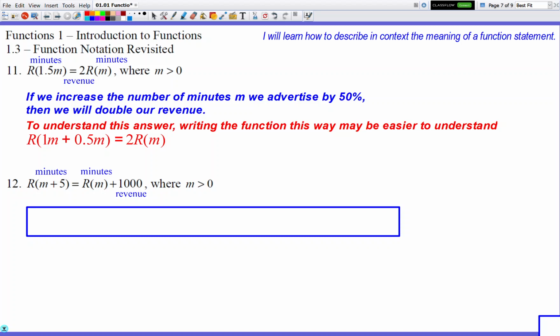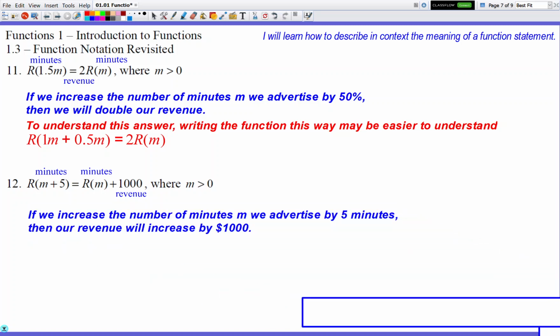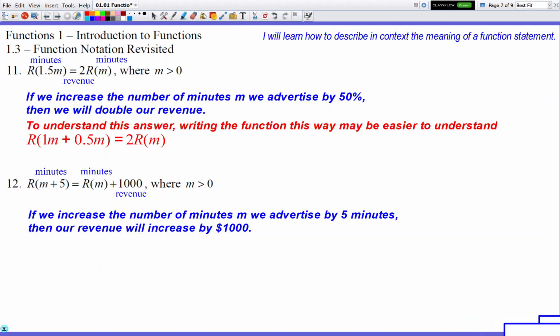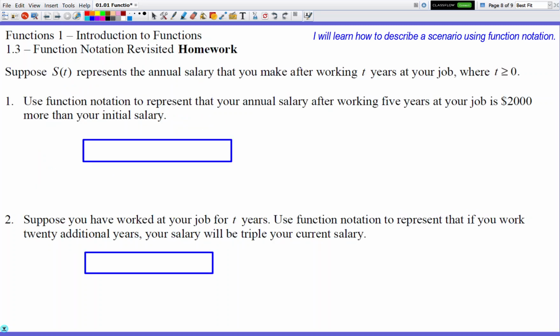Number 12. We're increasing the minutes that we advertise by 5, and because we did that, our revenue increased by $1,000. This one should be a little easier and more straightforward than the previous ones we just came from, where we had percentages. These are always going to be easier in general. So if we increase the number of minutes we advertise by 5 minutes, then our revenue will increase by $1,000. That's pretty straightforward.